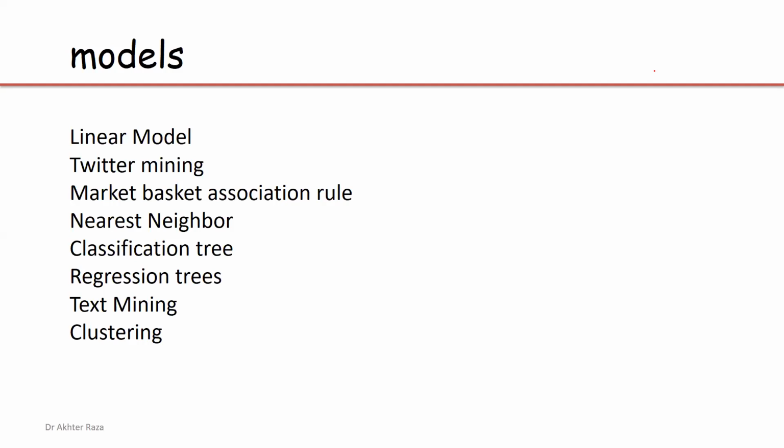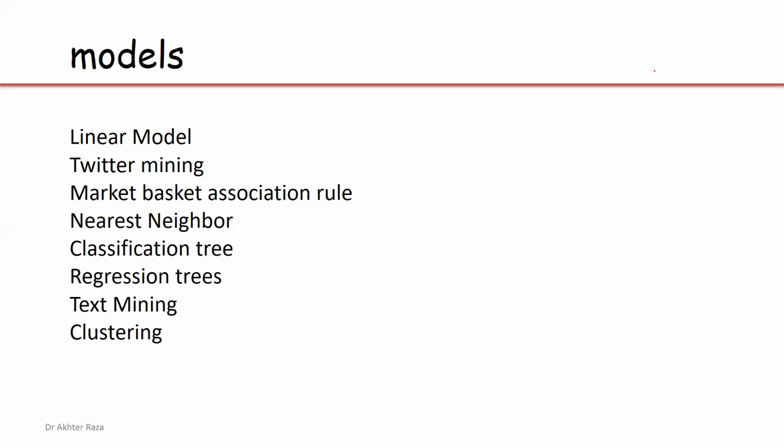Then we have to discuss nearest neighbor classification trees. It has several forms, but then we have regression trees, text mining, and clustering. These models are categorized under two major segments: supervised learning models and unsupervised learning models. We will discuss the details later on, but today we start by introducing the linear model.